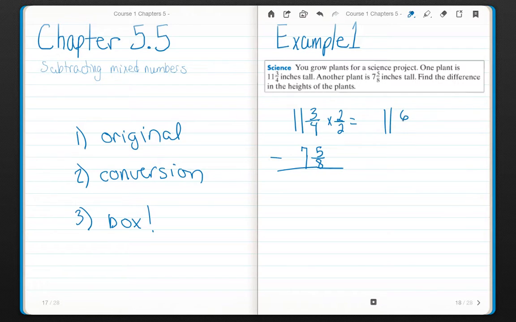11 6/8 minus 7 5/8. Now I can subtract. You always want to subtract your fractions first. 6/8 minus 5/8 is 1/8. And 11 minus 7 is 4. Don't forget your units. It is a word problem. So the difference in the height of the plant is 4 1/8 inches.